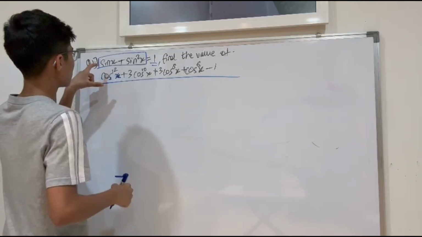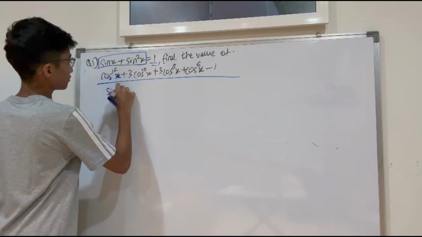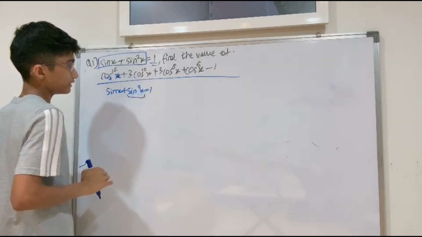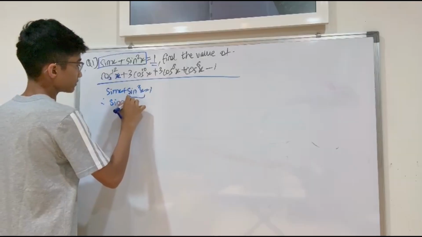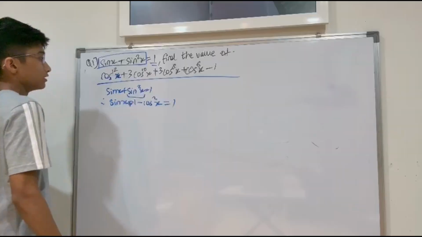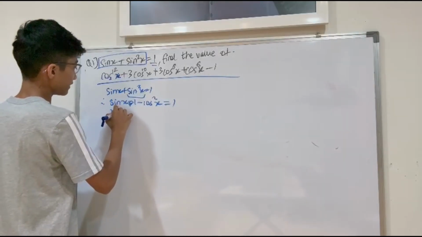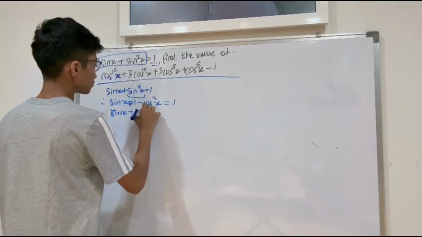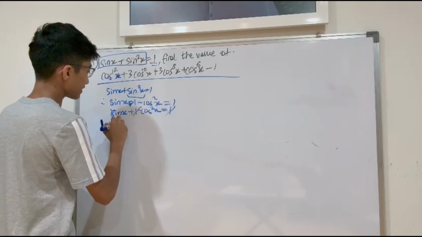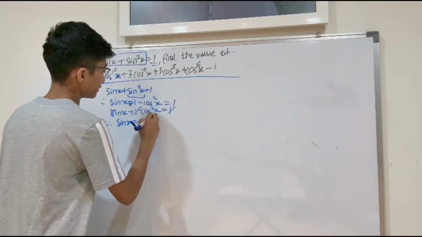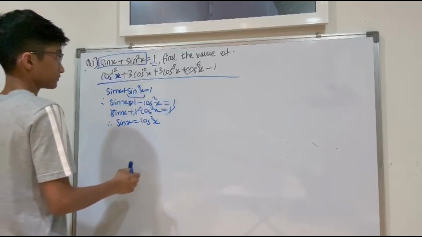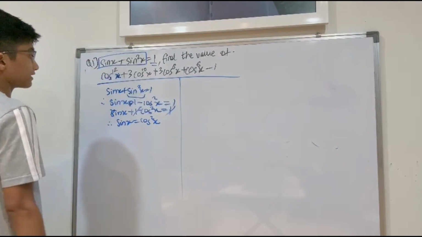So if we take this equation, I'll just write it down here. We can write this sine square theta as 1 minus cos square theta. So from here we can say that sine x plus 1 minus cos squared x equals 1. These 1 and 1 cancel out. So we get sine x equals cos square theta, because I put this cos square theta on this side, on the RHS. So now we got cos square theta as sin x.